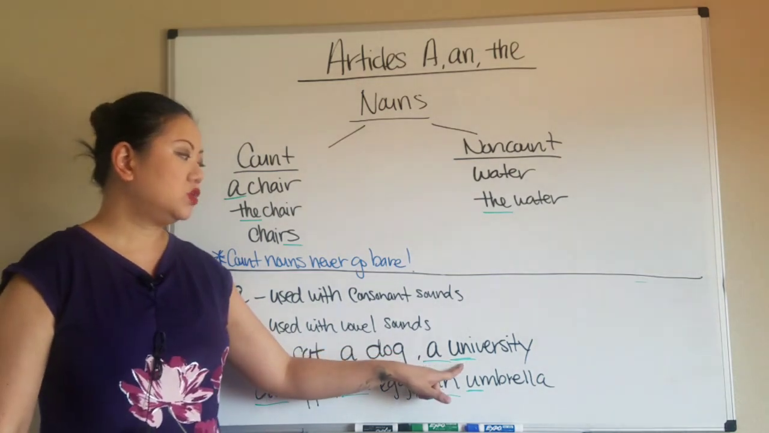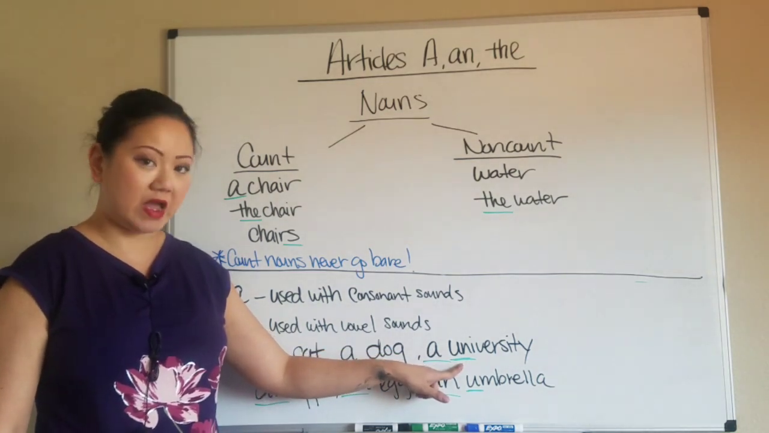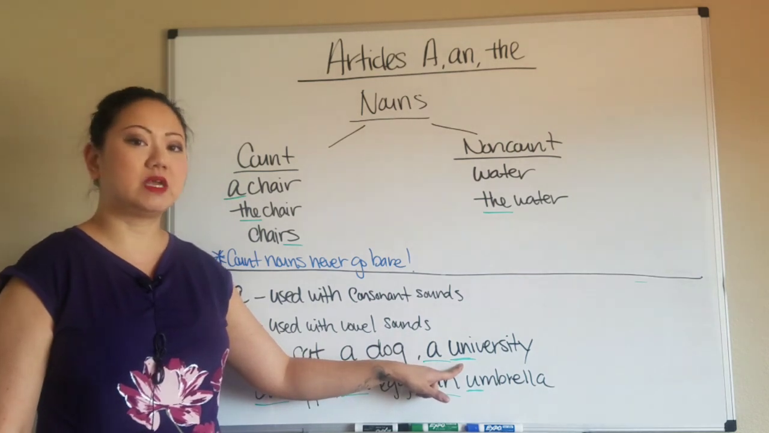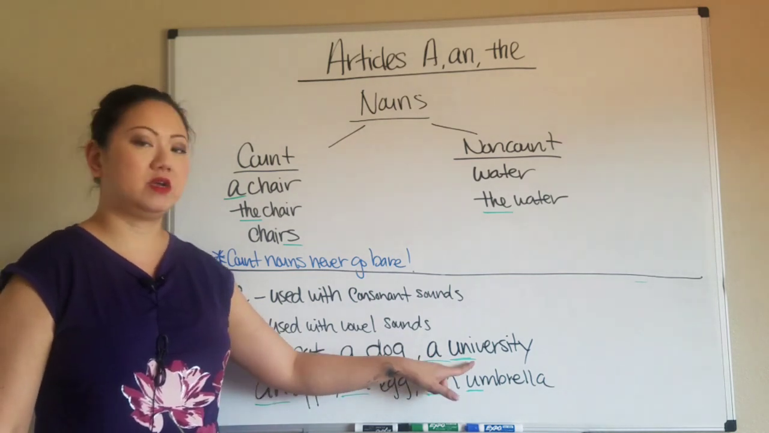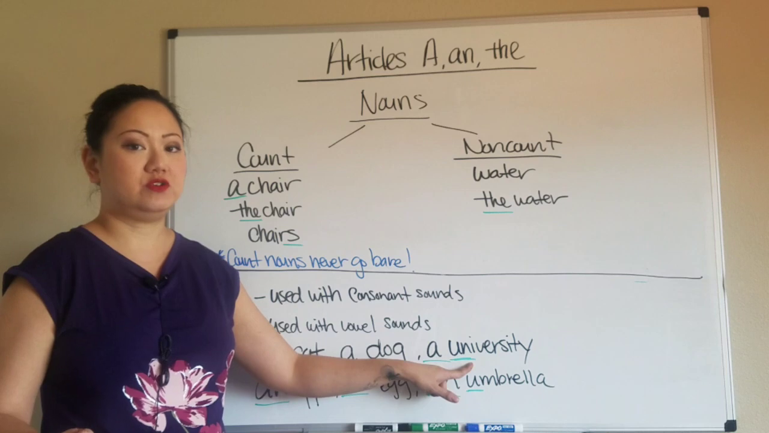Now look at this. University. It's spelled with a vowel, but it's not a vowel sound. We don't say university, we say university. So that's actually a consonant Y sound. We're going to say a university, not an university.